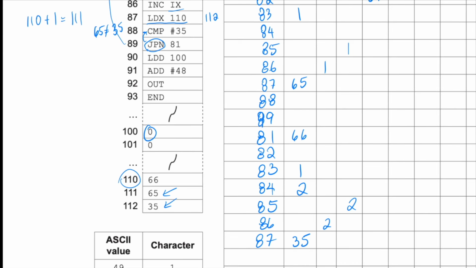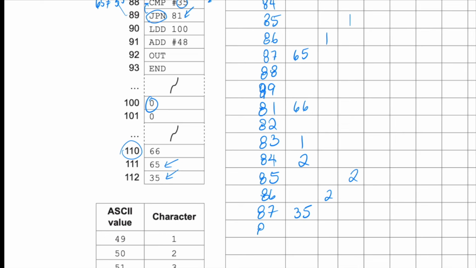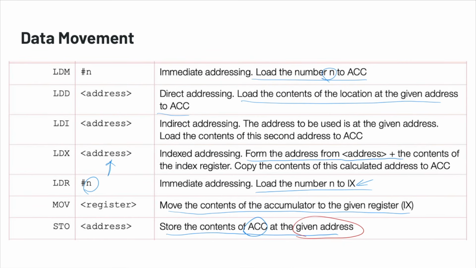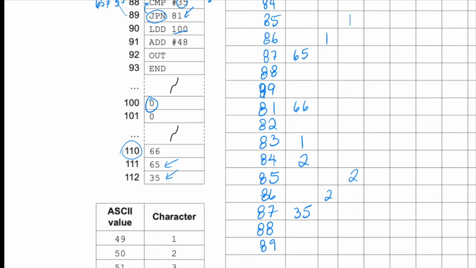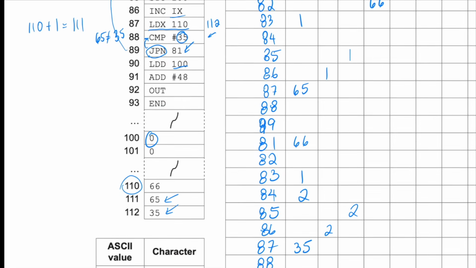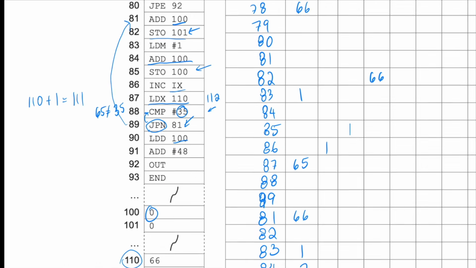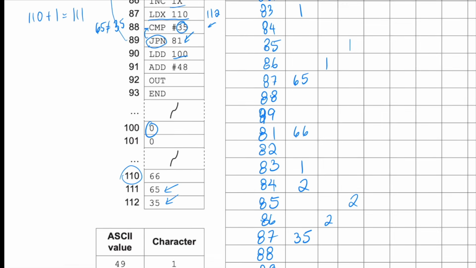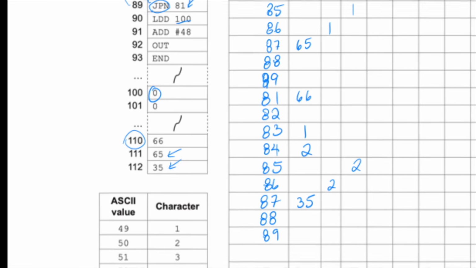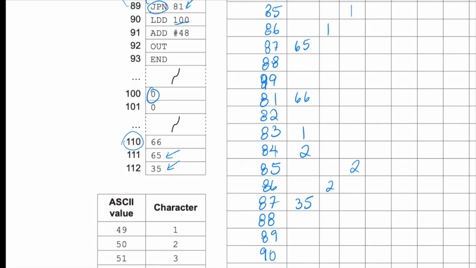Okay, next. All right, so next we're going to have line 88, and we need to compare 35 to 35. But they're equal, so you can skip this line, because this only gets triggered if the comparison is false. So we're going to have 88, 89, and then we're going to load 100. So actually, I forgot what LDD means. Load the contents of 100 to the ACC. So right now at location 100, we've actually got the value 2. So for line 90, actually, we're going to load 2 into the ACC.